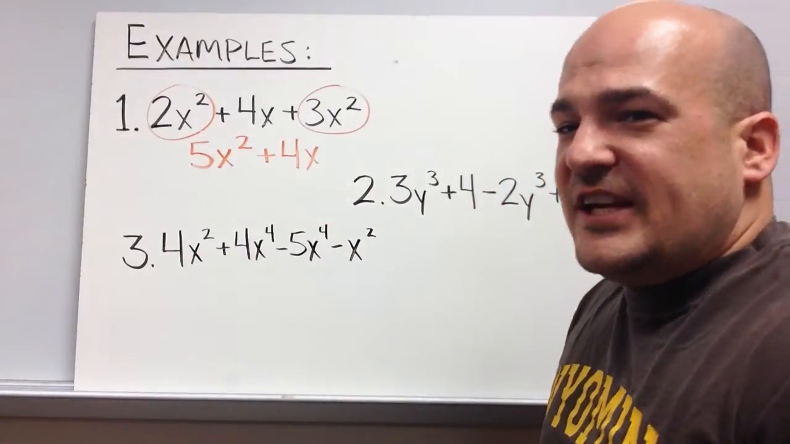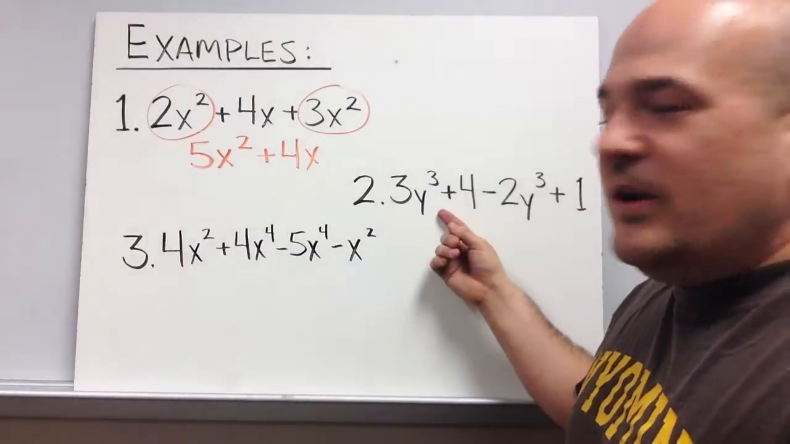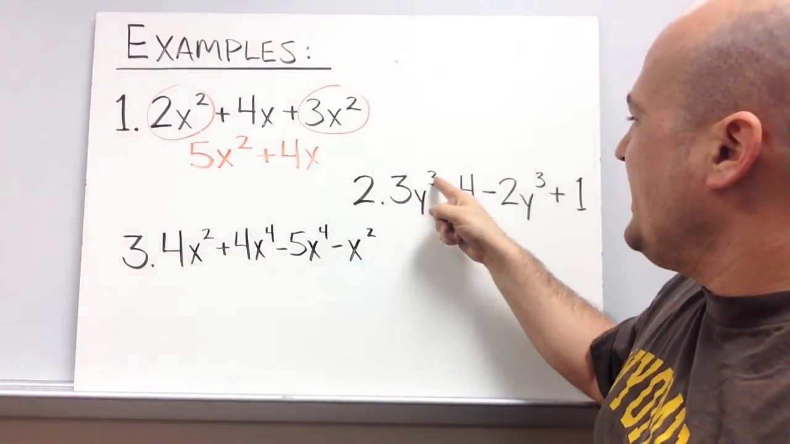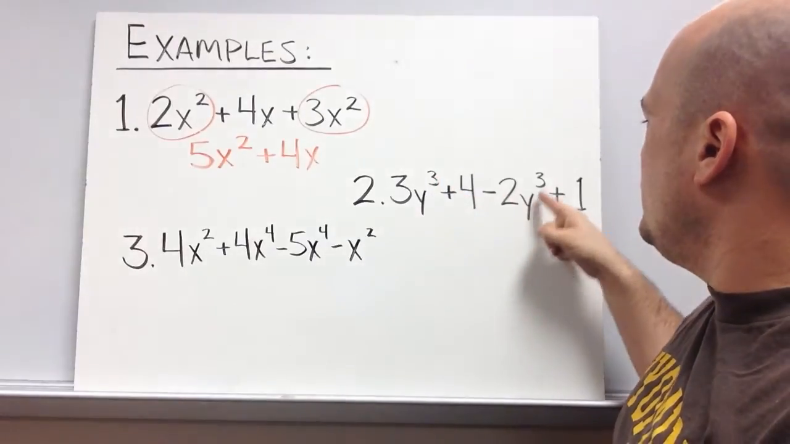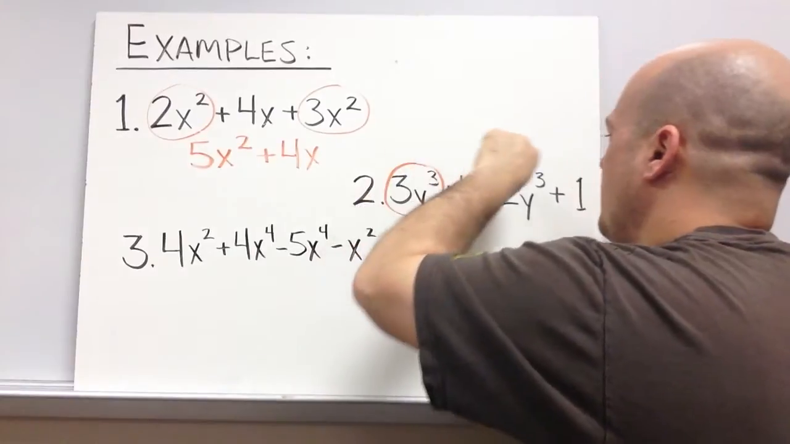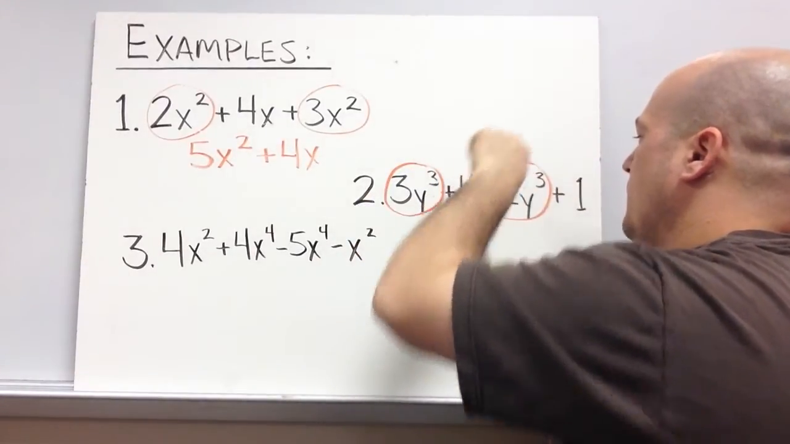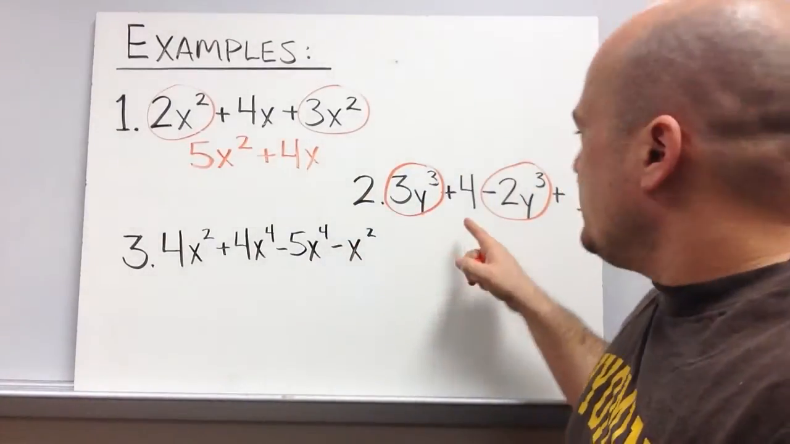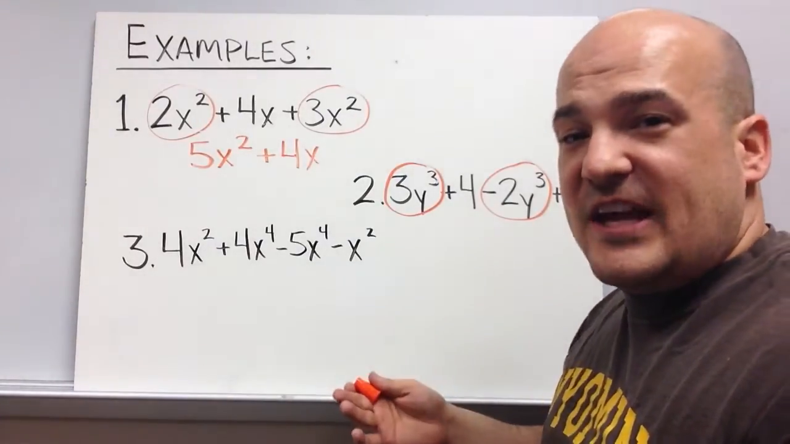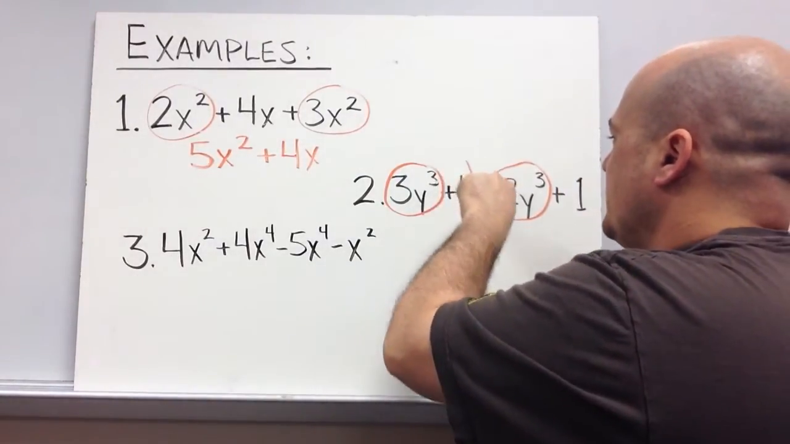Example number 2, let's take a look at this one. I've got to look and see which ones have the like terms. So it looks like I have a 3y cubed minus a 2y cubed. I'm going to circle those terms. They look the same. Then my other terms, I've got a 4 and a 1. They don't have any variables with them, so those are like terms. I'm going to triangle those ones.